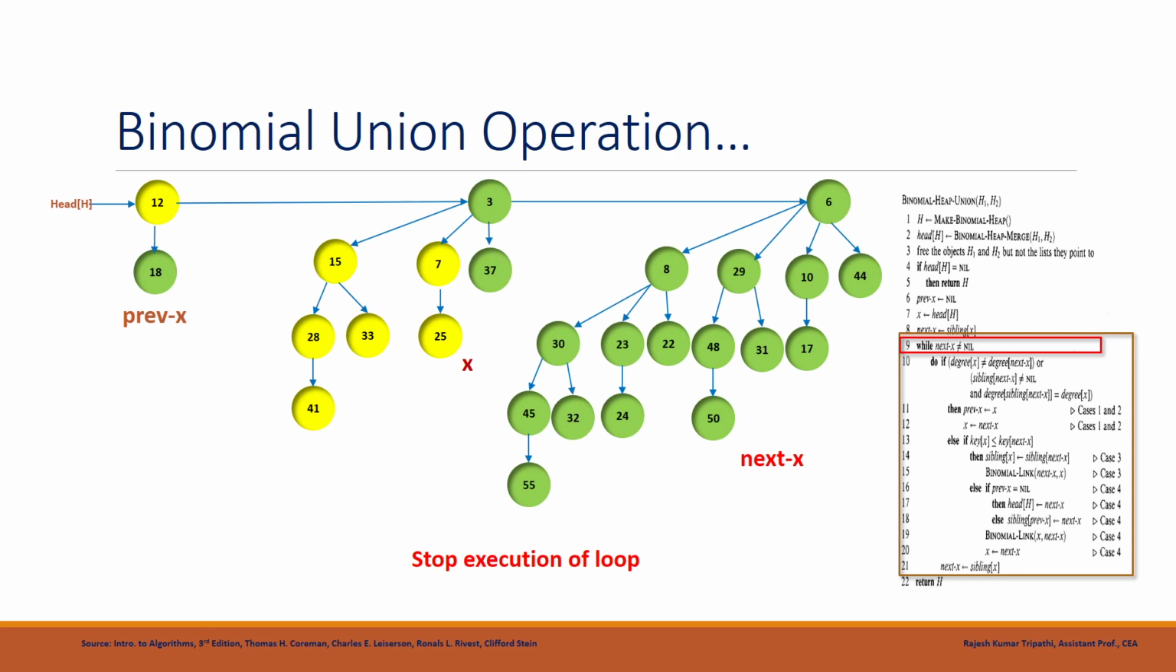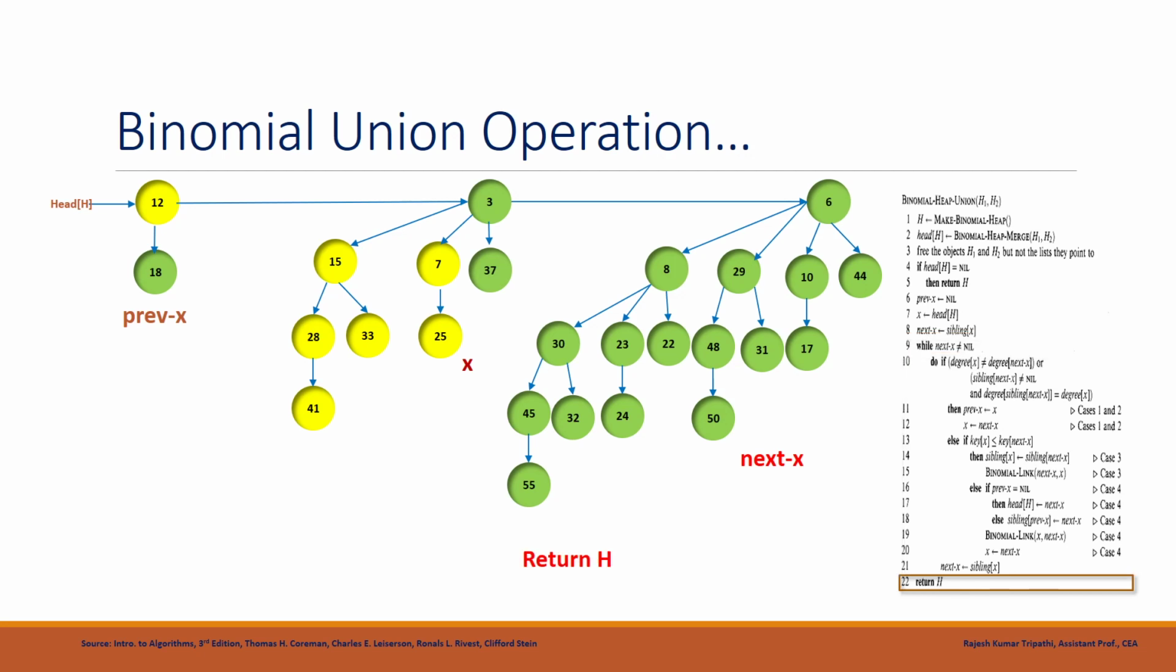So I hope that you understood it in better way with the help of the algorithm. And finally you will return h. So this heap pointer will be returned, and that will represent binomial heap. So now it is perfectly the binomial heap.